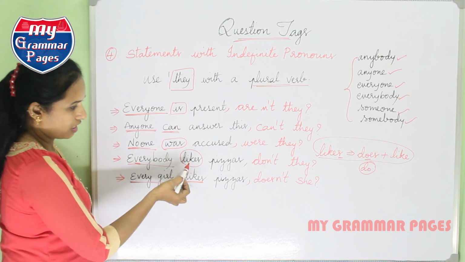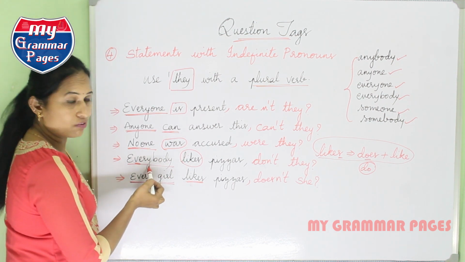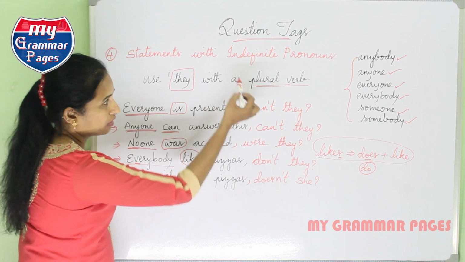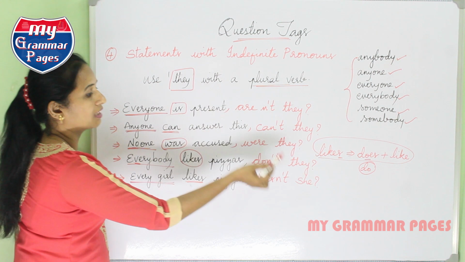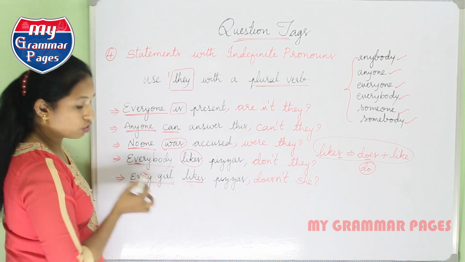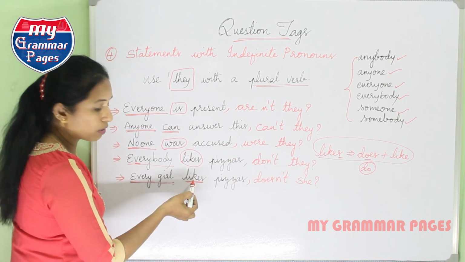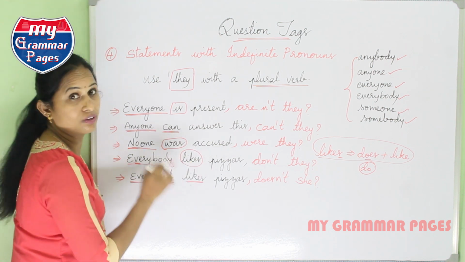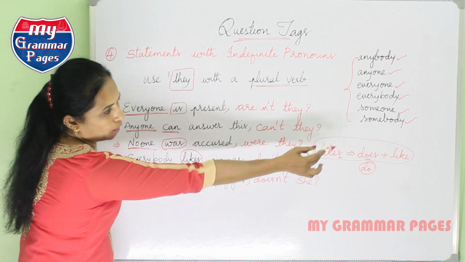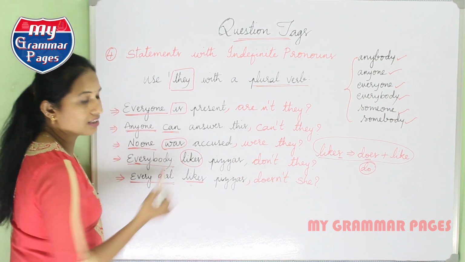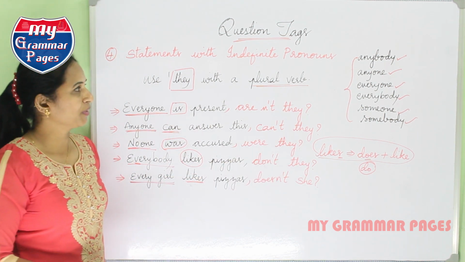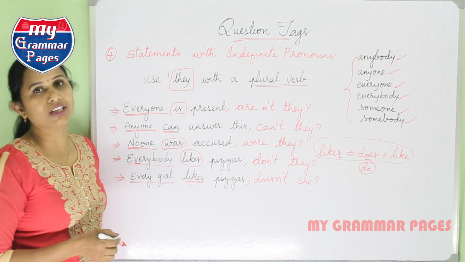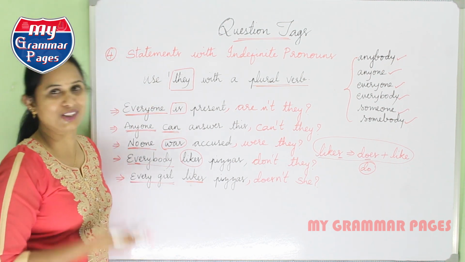Just see the difference. Here it is using an indefinite pronoun. That's why we are following the rule which is given here. That is, we are taking a plural verb and we are adding the personal pronoun they. But here this is not an indefinite pronoun. That's why I'm using the same rule how we have done for the main verb. Likes is equal to does plus like, and I've taken it as the auxiliary verb. Every girl becomes the personal pronoun she. So this is all about the statements with indefinite pronouns. Let's move on to the next one.